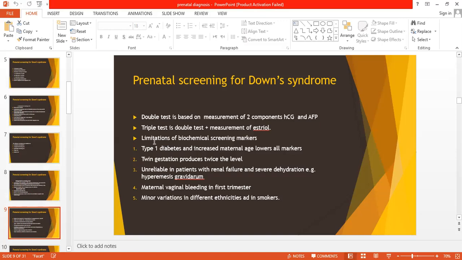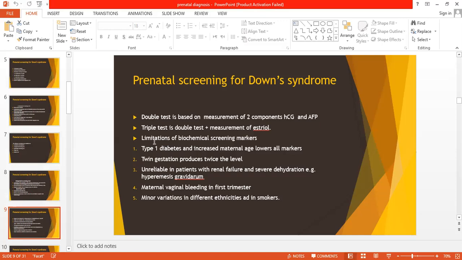What happens in renal failure? In renal failure, these markers are raised because the kidney is unable to excrete many of these chemicals. And in severe dehydration, again, due to hemoconcentration, the level of these biochemical markers will be raised. The severe dehydration is commonly seen in pregnancy in cases of hyperemesis gravidarum. You know what is hyperemesis gravidarum? It is the excessive nausea and vomiting of pregnancy leading to severe dehydration and weight loss.